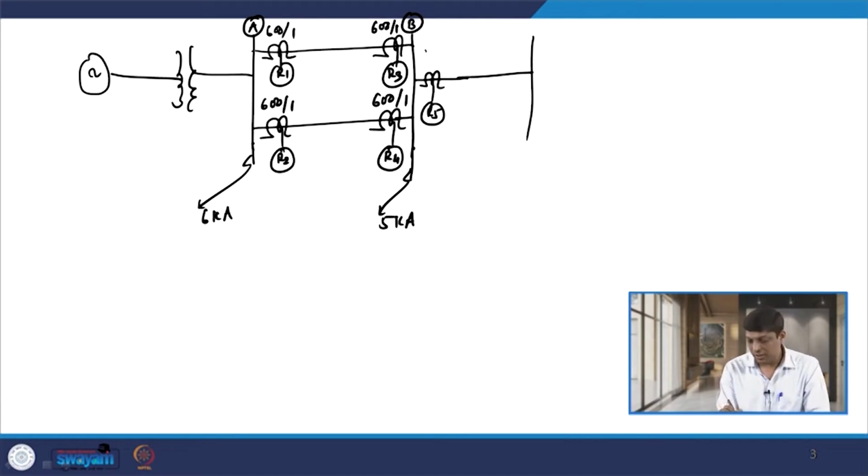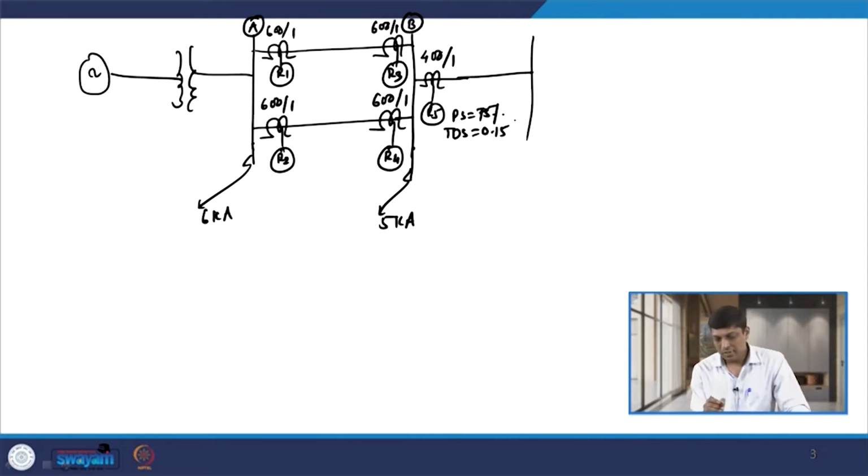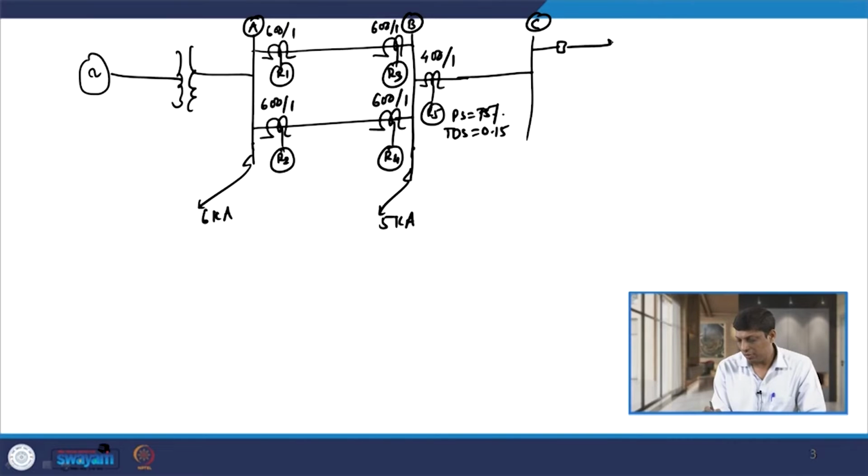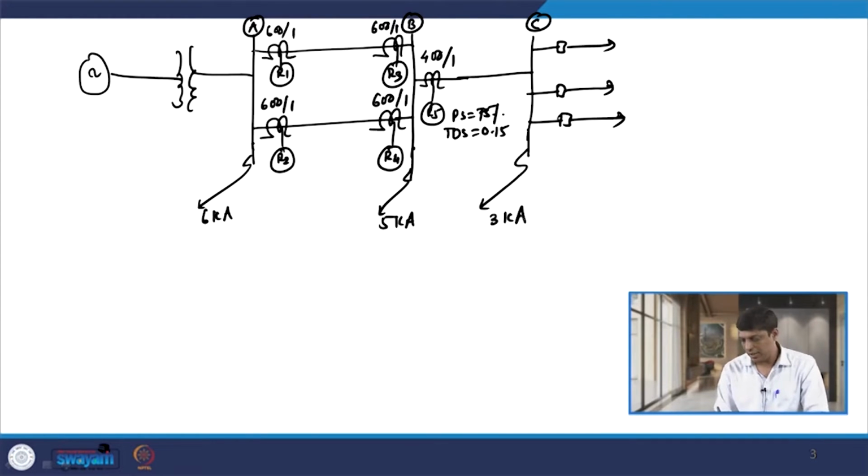whose CT ratio is given as 400/1, its plug setting is given as 75% and its TDS value is given as 0.15. There is another bus C. So, we have different lines emanating from this bus. The fault level at bus C is also given, that is 3 kilo ampere, and we need to find out the plug setting and time dial setting of all these relays. So, we have a breaker here and we have a breaker this side also, right. So, now let us determine the plug setting and time dial setting of the relays R1, R2, R3 and R4.